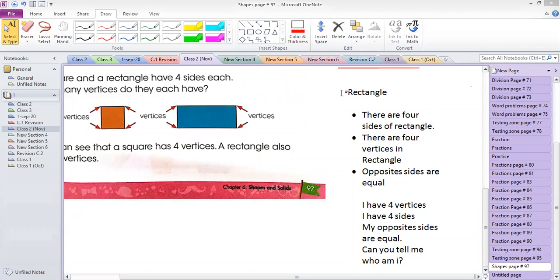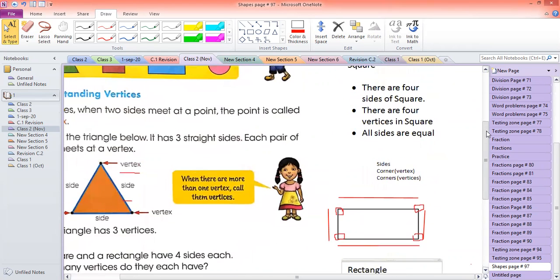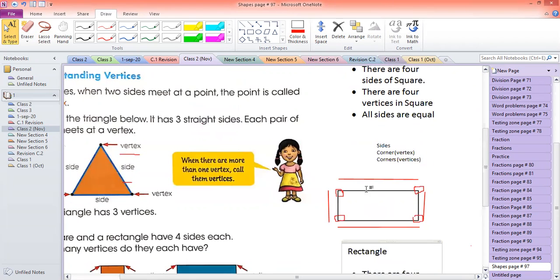It is a rectangle. Why? Because this is saying my opposite sides are equal. Look here, in a rectangle, opposite sides are equal. In a square, all sides are equal. But in a rectangle, only opposite sides are equal. All sides are not equal, only opposite sides are equal.